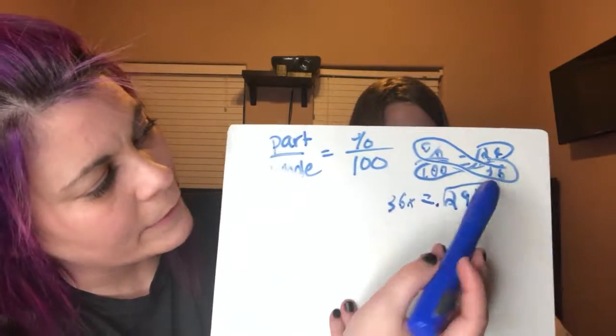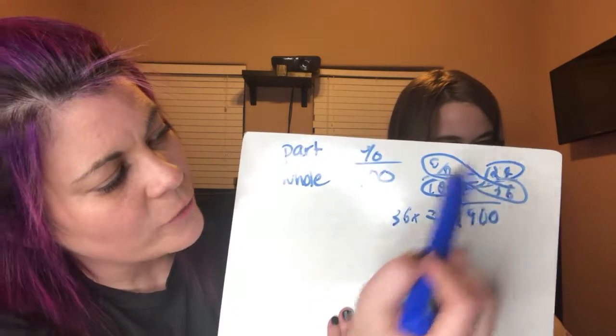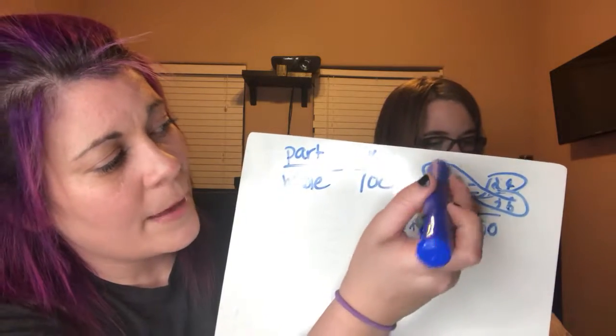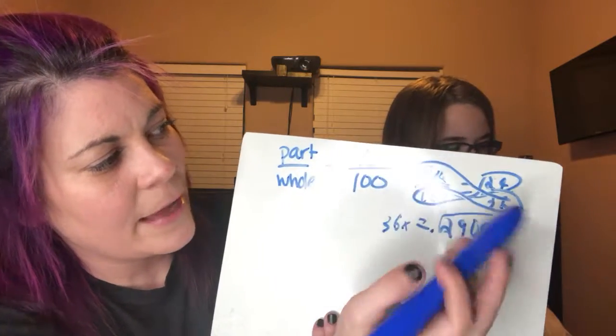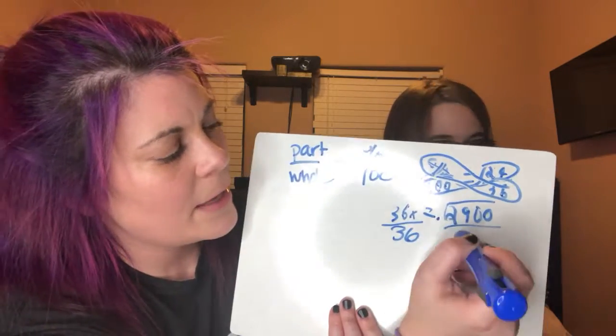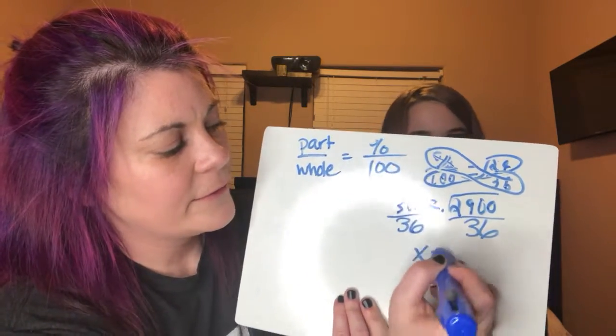So in this case, she did the butterfly method. 100 times 29, I got 2900, and 36 times the x, because that's our missing x, and got 36x. Then she's going to divide both sides by 36 to get that x.